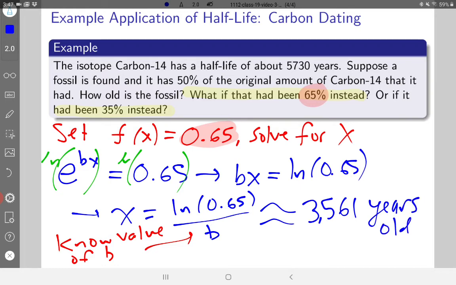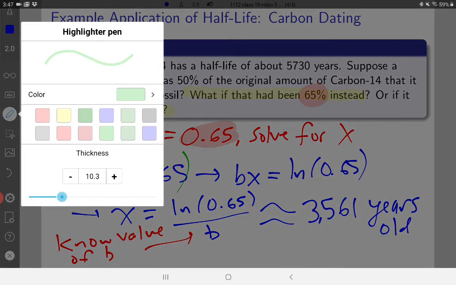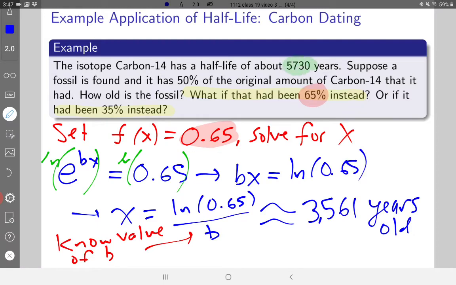So that's telling me that this fossil is around 3,560 years old, and it should make sense that that's, in fact, a little bit less than 5,730, because I'm asking when will the fossil have 65% of its amount left. So it's decaying from 100% down to 65%, so it hasn't decayed long enough to end up with only 50%, half. So it makes sense to me that this value is less than the half-life. It will take longer to decay down to 50%, and that's what I see from this.